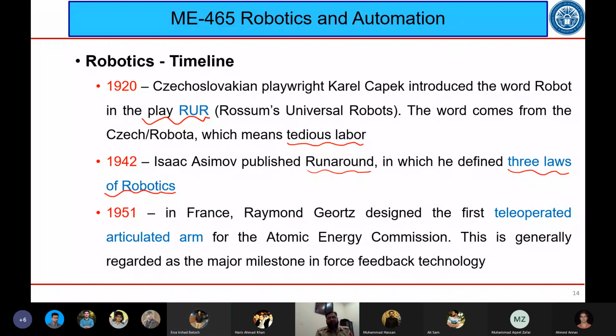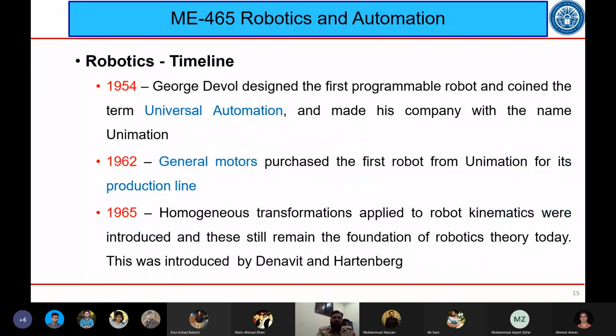Okay. Then in 1951 in France, Raymond designed a teleoperated articulated arm for atomic energy. The atomic energy commission had hazardous materials to handle, and for handling those materials Raymond made a teleoperated articulated arm which used to pick things up from one place to another. Again it was a manipulator, not autonomous and not programmable; it was teleoperated through a remote. So this was a milestone in 1951 in France.